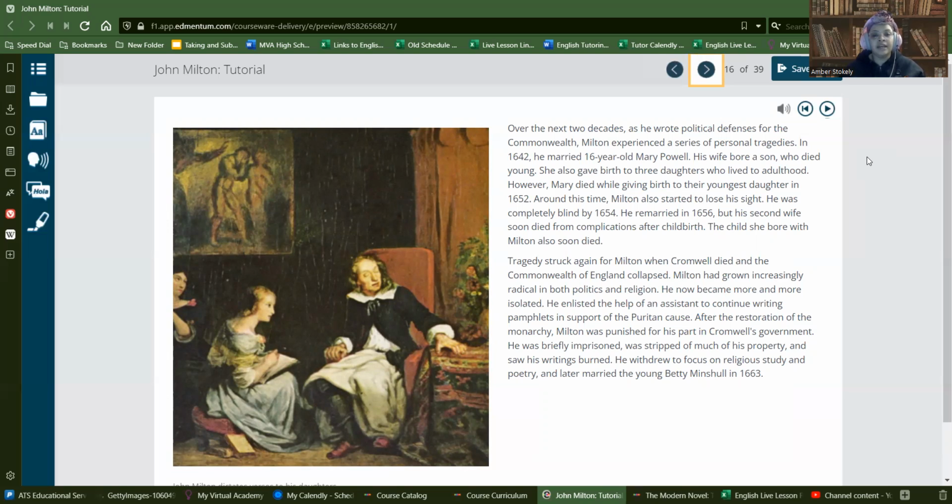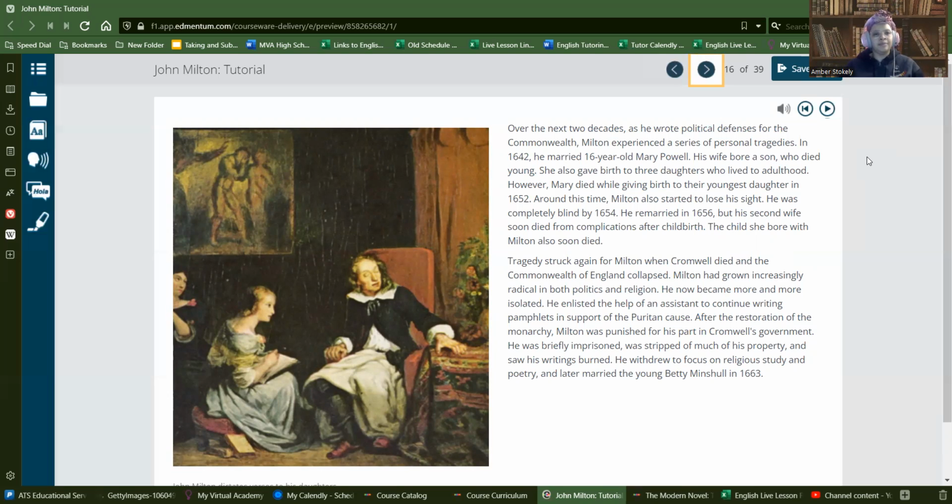And things got even worse when Cromwell died and the Commonwealth of England collapsed after his son tried to take over. So basically, Milton had put all of his faith in Cromwell's ability to have a solid vision for the future of England, and it just sort of collapsed. And over the time that he was serving Oliver Cromwell, he grew more and more crazy about the Commonwealth and Puritans being in charge of everything.